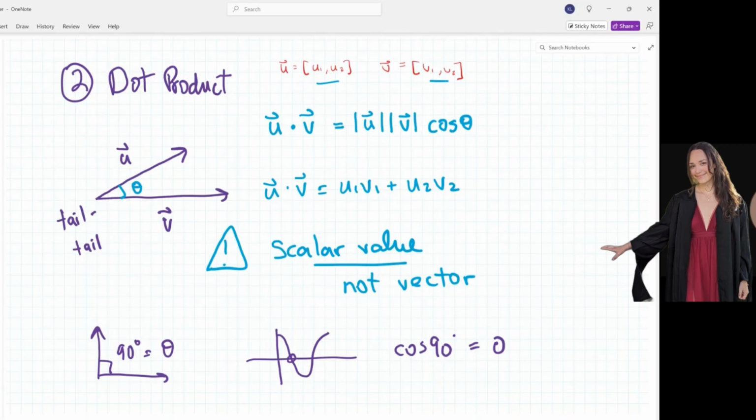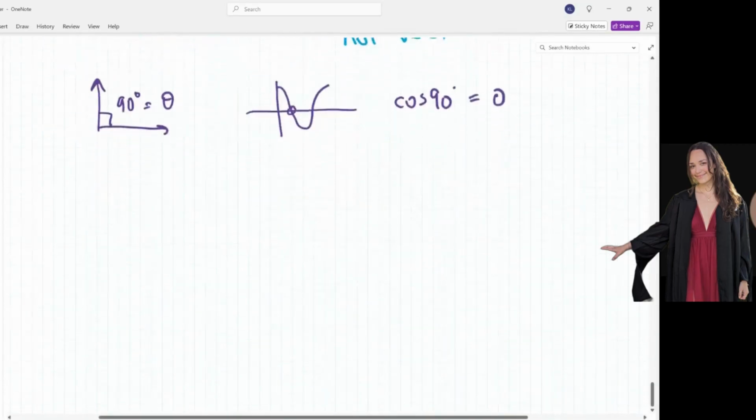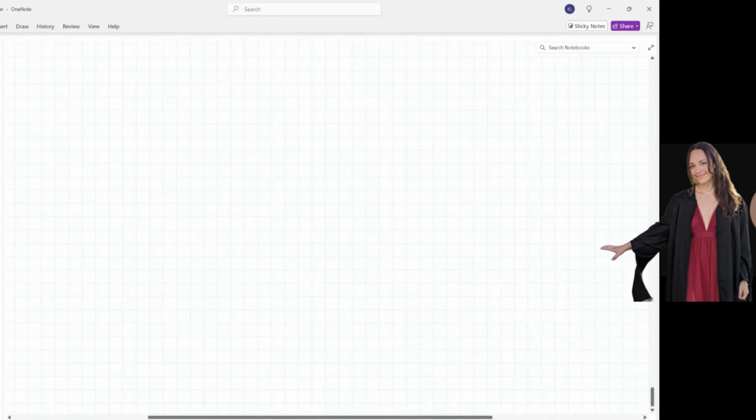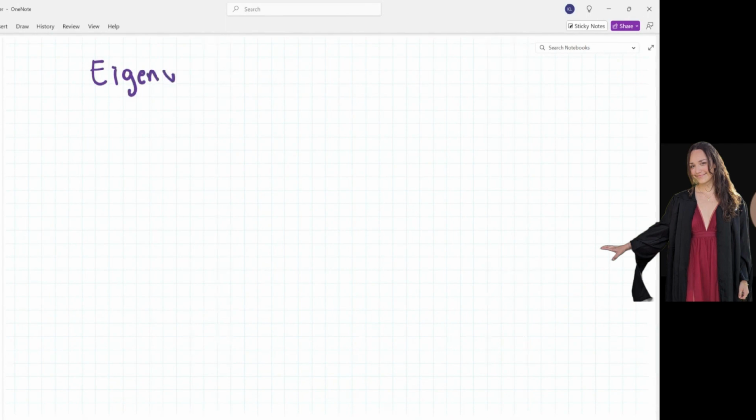Okay, so now that we've done dot product, we're going to switch gears a little bit because I want us to cover our last topic, which is eigenvalues and eigenvectors.